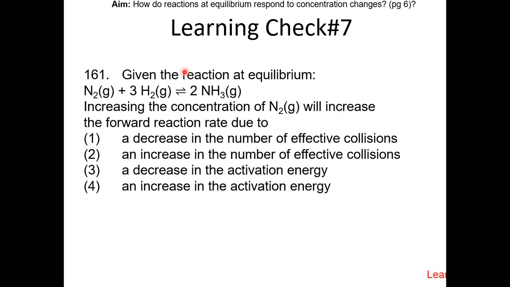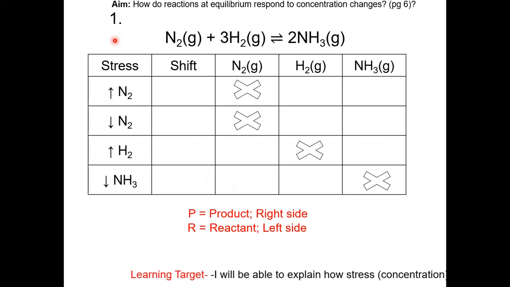Learning check number 7. Given the reaction at equilibrium, increasing the concentration of N2 will increase the forward reaction rate due to what? Pause the video and resume once completed. The answer is choice 2 because by adding more N2, there will be more effective collisions. Let's look at more practice questions on page 7 in the class packet.